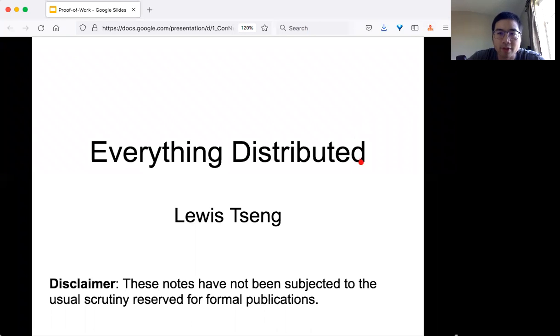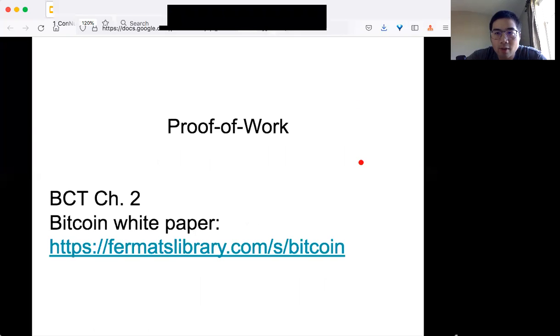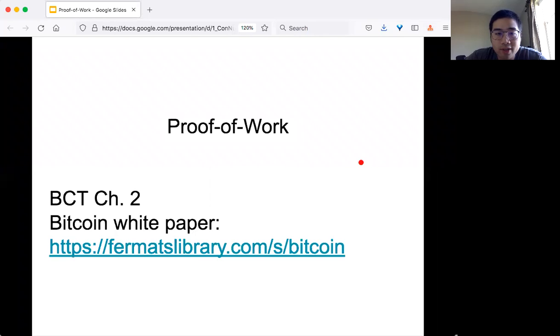Welcome to Everything Distributed. Today, I'm going to talk about proof of work. The content is based on BCT Chapter 2 and the Bitcoin white paper.